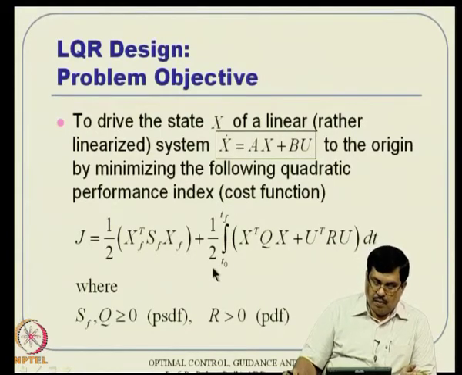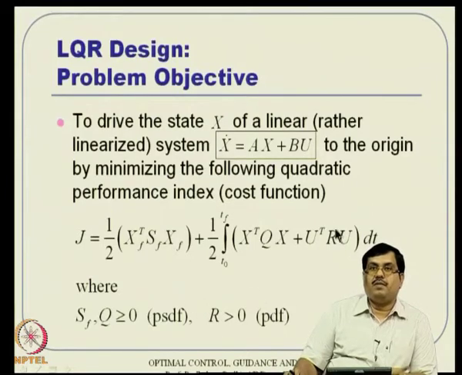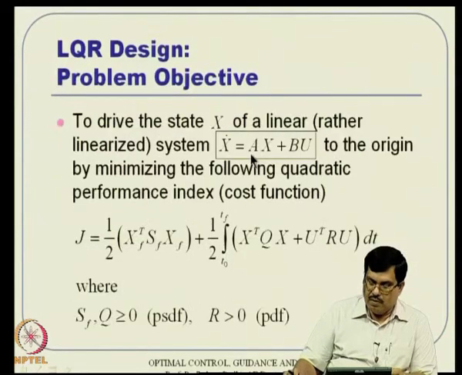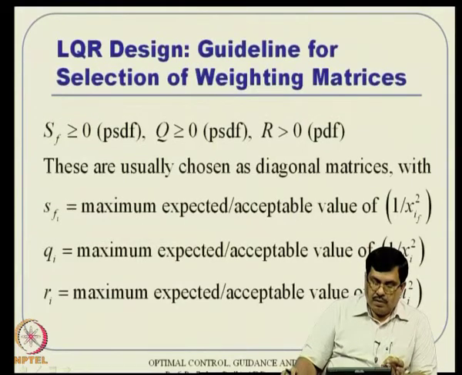There are certain necessities as well, as this has to ultimately be a meaningful performance index to be minimized. For that, the matrices SF and Q have to be positive semi-definite, and the R matrix has to be positive definite. Not only that, there are one or two other conditions as well, which we will talk about in a couple of minutes. So just remember that SF and Q are positive semi-definite and R has to be positive definite.